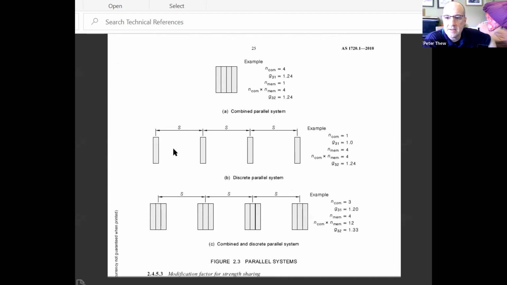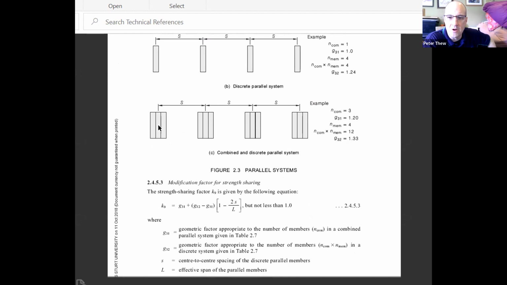All right, and if you look at this factor here, the second one, combined parallel system where you've got the 4 beams with S between them, that's effectively the system above your scene's head. N-com is 1 because they're all separate, and N-mem is 4. So N-com times N-mem is 4, and we've got a G32. I'll come to the G31 and the G32 factors in just a second. Finally, if you've got a combination of them, in groups of 3 nailed together and spaced out like that, not very common, but it does happen.